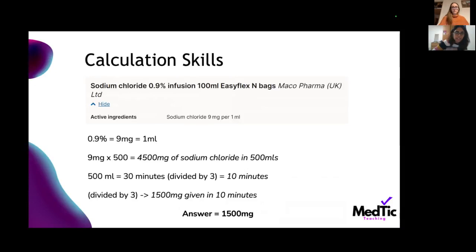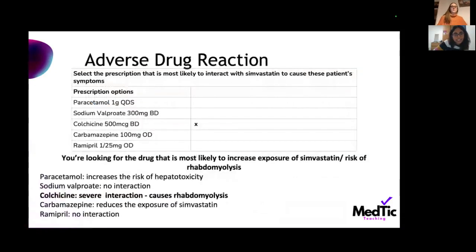No. So we'll move on to the next slide and we'll show the answer. And it was indeed colchicine. So the tip for this question is to just use the interactions checker. So if you click on simvastatin and run through each of the drugs that is offered to you, you're looking for the drug that is either most likely to increase the exposure of simvastatin or cause a risk of rhabdomyolysis, which is the symptom that the patient is experiencing with muscle aches.